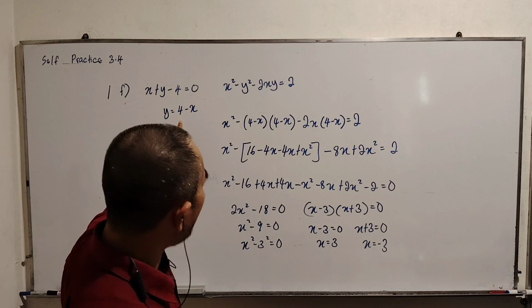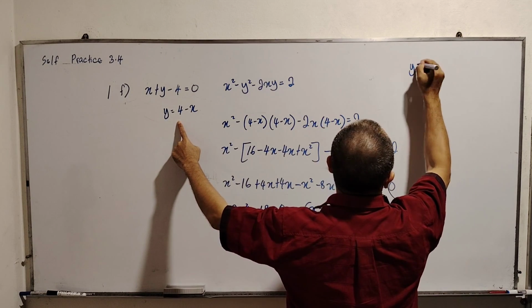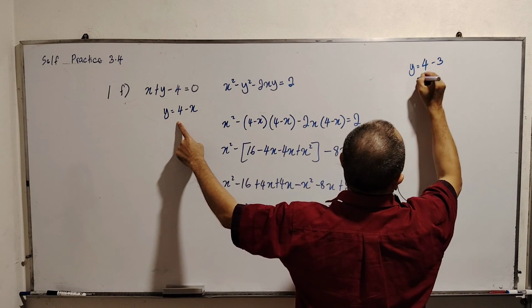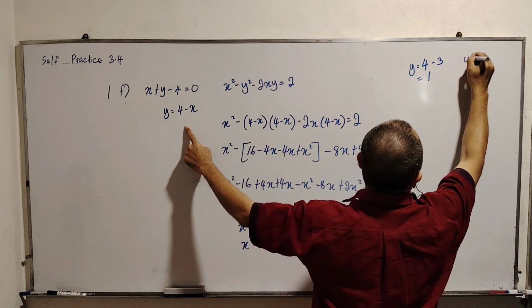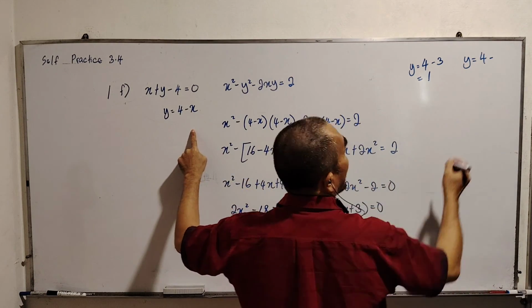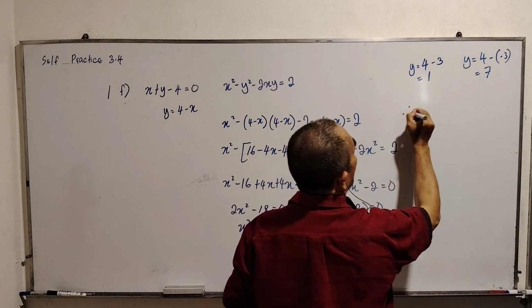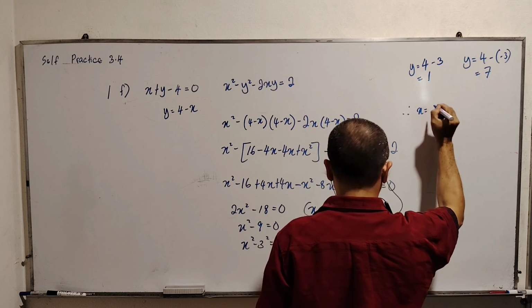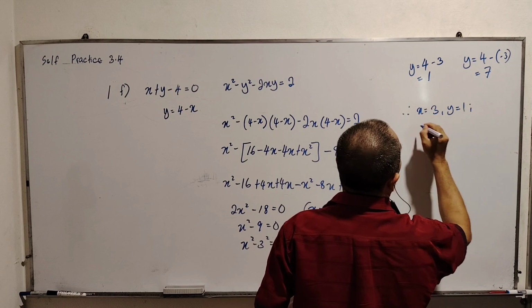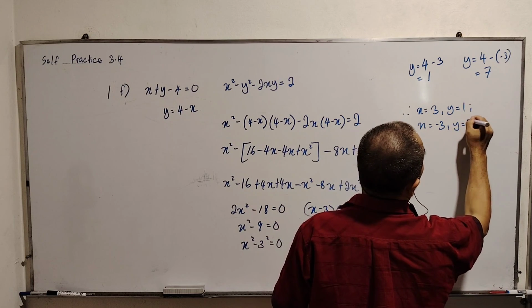Then we replace here in order to find the value of y. So y is 4 minus 3, which is 1, and the other is y equals to 4 minus negative 3. It becomes 7. Therefore, when x is 3, y is 1. When x is negative 3, y is 7.